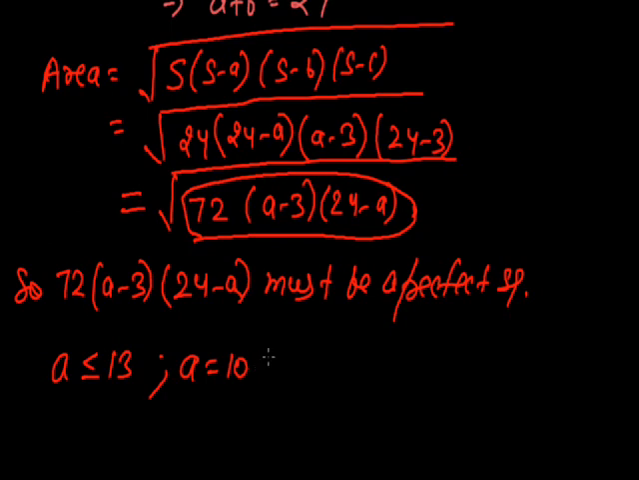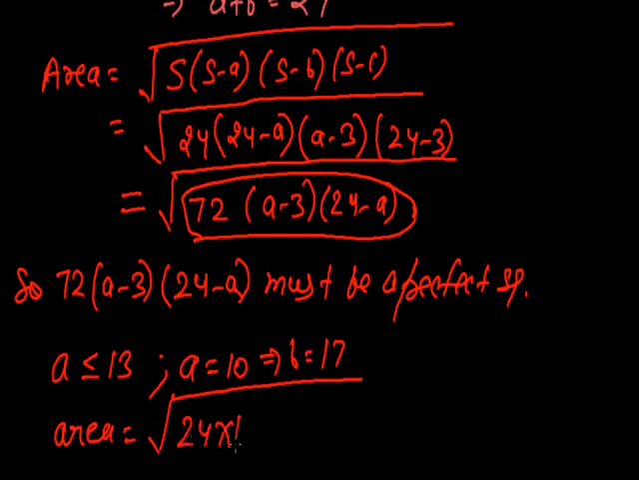So the value of a is equal to 10, and as we know that a plus b is equal to 27, then b is equal to 17 in that condition, and the area will be given as the square root of 24 into 14 into 3 into 17 into 7, that is 84, which is an integer. So the measure of the shortest side is equal to 10.